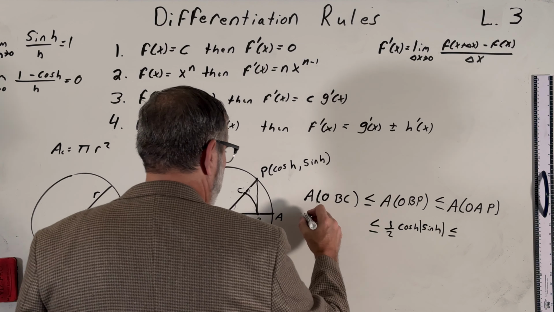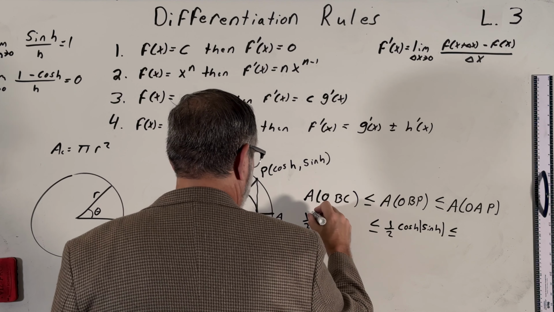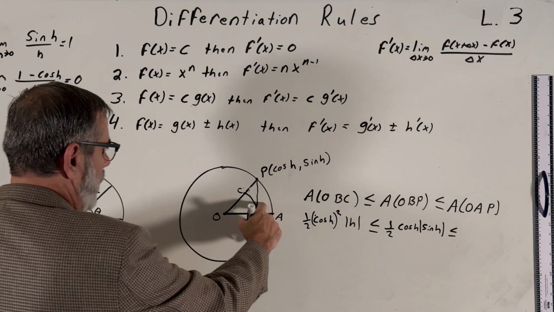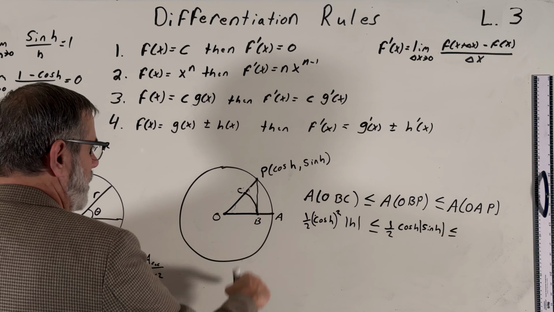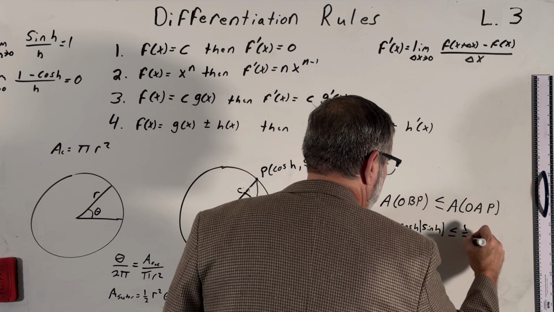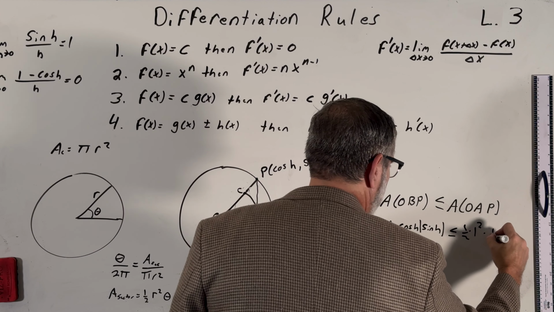So OBC will be 1/2 times cosine of h squared, times the absolute value of h. Now the rightmost one, right, since this is a unit circle, the radius in that case will just be 1. And so we'll get 1/2 times 1 squared times h, absolute value of h.